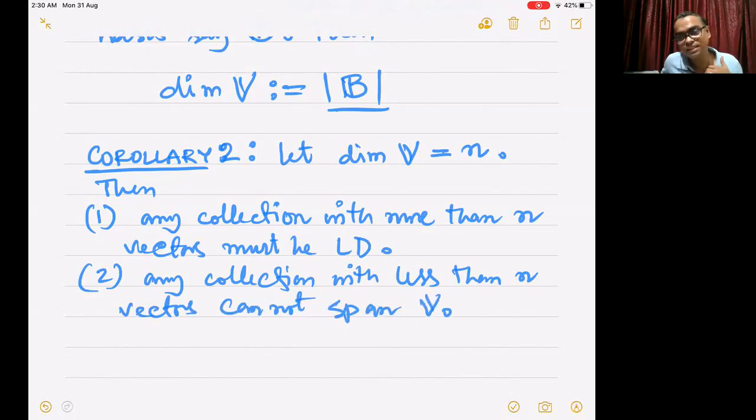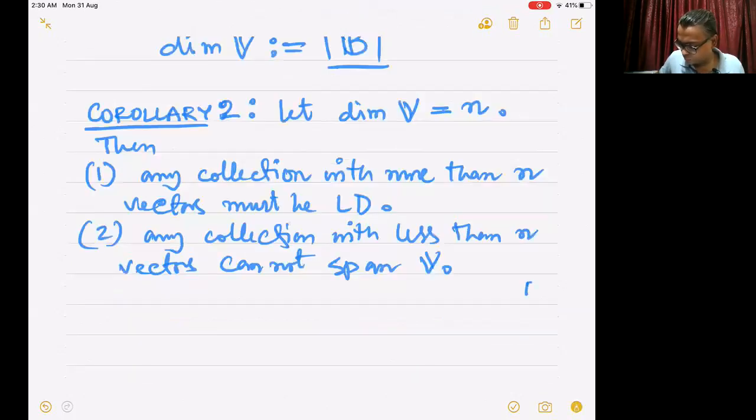First one is obvious. Second one says that if there are fewer vectors, then it cannot span V. It can be linearly independent, but it cannot span V, because if it is linearly independent and it also spans V, it would be a basis, and its size must be exactly equal to n, which contradicts the fact. So think about this. I'm not doing the proof. So let us finish this module here.